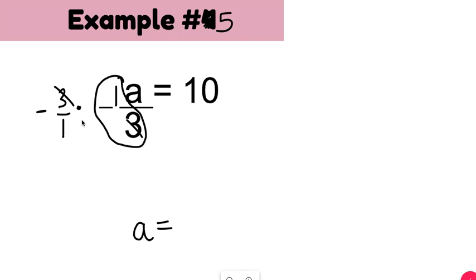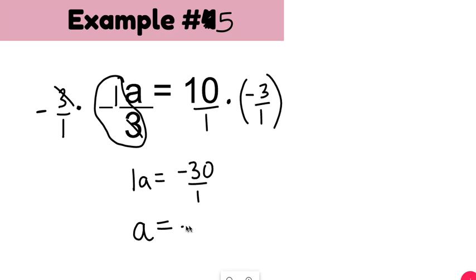So my 3's cancel. My negative times negative is positive, and that leaves me with 1A, right? Since I multiplied the left side by negative 3 over 1, I'm going to multiply the right side by negative 3 over 1. When I multiply, I get negative 30 over 1, so my final answer is A equals negative 30. Again, identify the number, make it a fraction if it isn't already one. Multiply both sides by the reciprocal. Piece of cake.